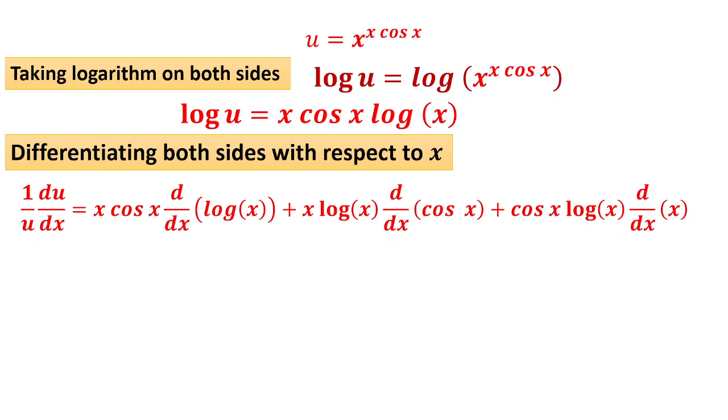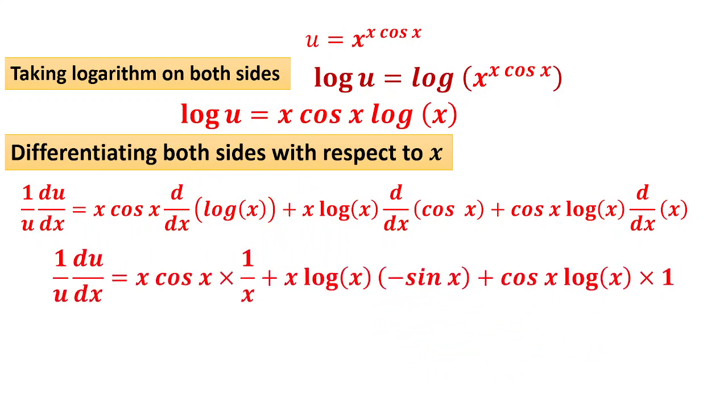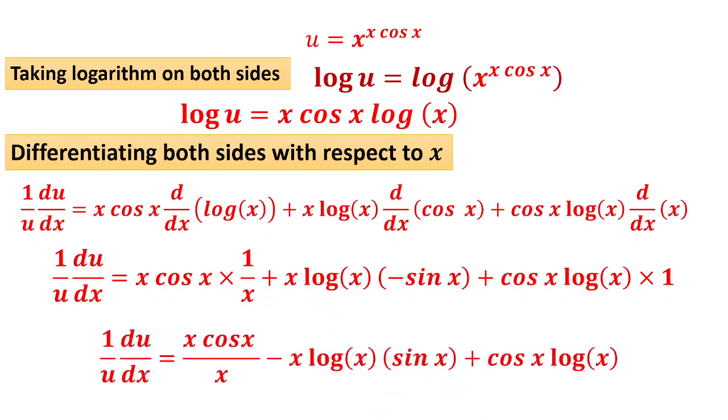All of you know how to use this formula: UVW, UV into differentiation of W plus UW into differentiation of V plus VW into differentiation of U. Well, now we are just applying the formula directly. There is no chain rule to be applied over here. Therefore, I am multiplying 1 by U, x cos x by x, minus x log x into sin x, plus cos x into log x.